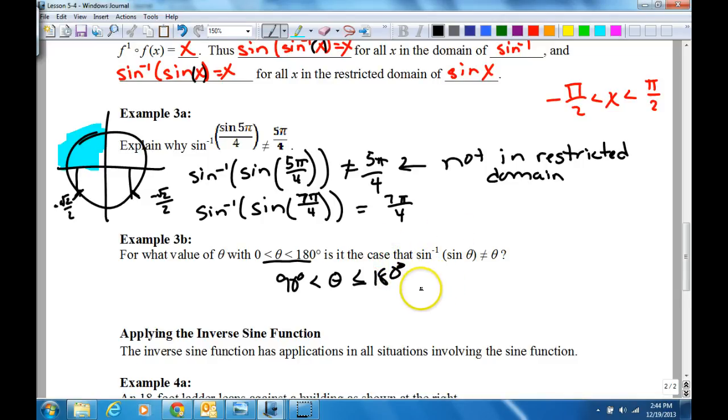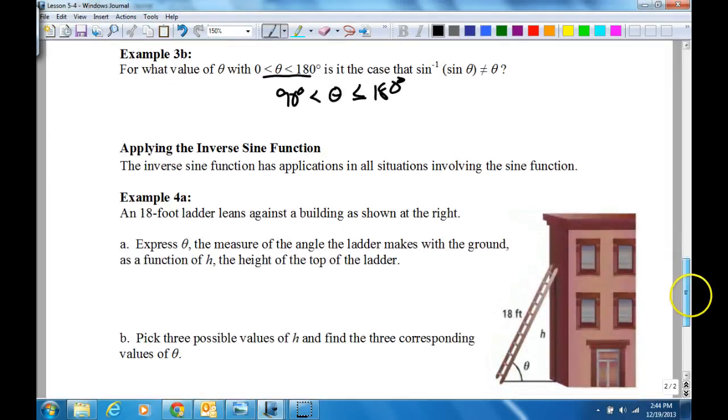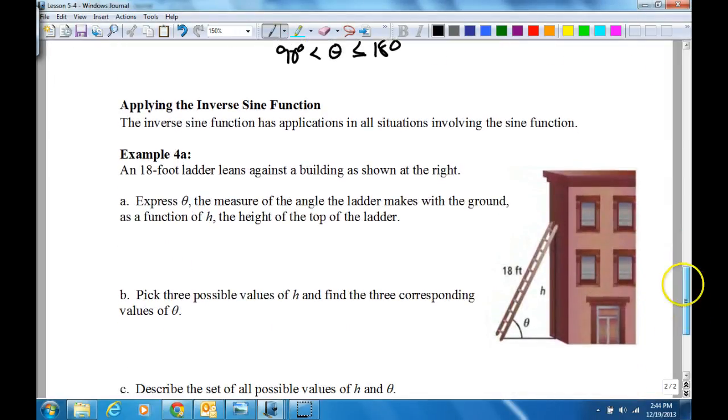If you actually tried the inverse sine of these numbers on your calculator, you get a syntax error. Why? It just doesn't work because it's outside the restricted domain. But why is there a restricted domain? Good question. I don't know if I can answer that for you right now. I'll try to look into that and find an easy way to describe it to you later.